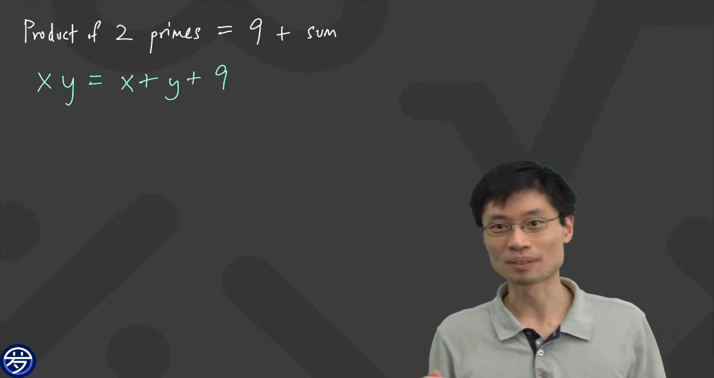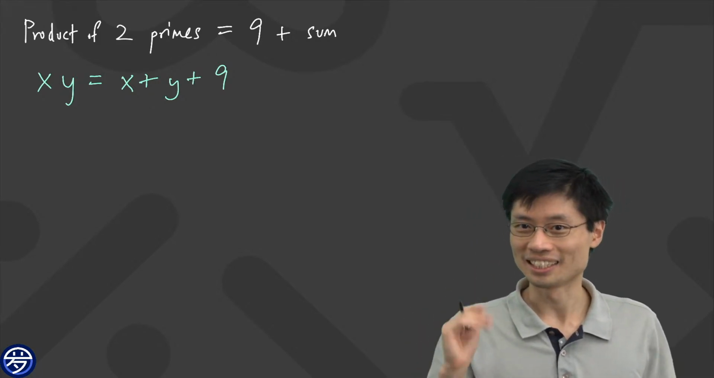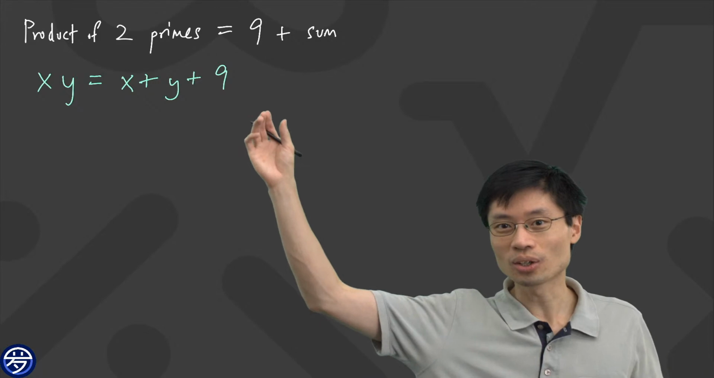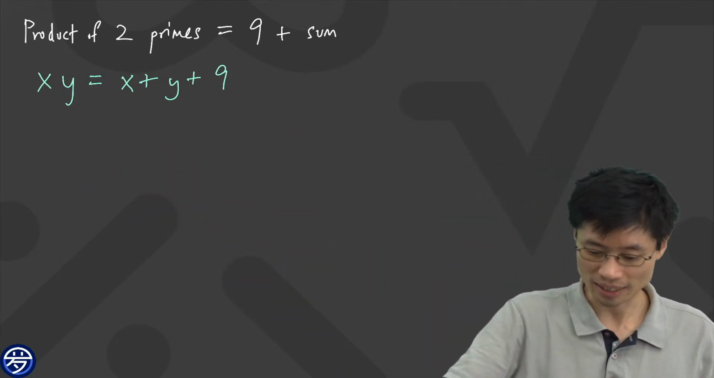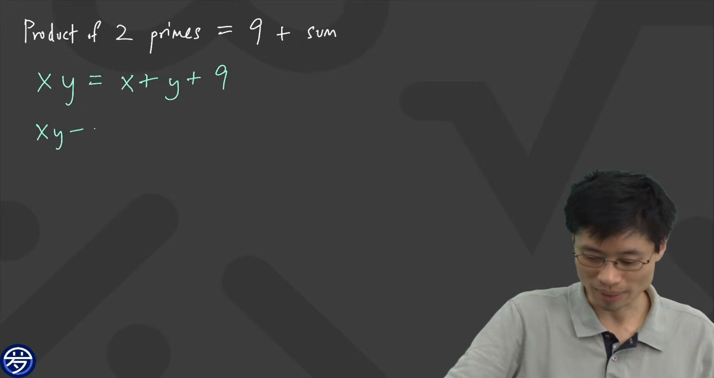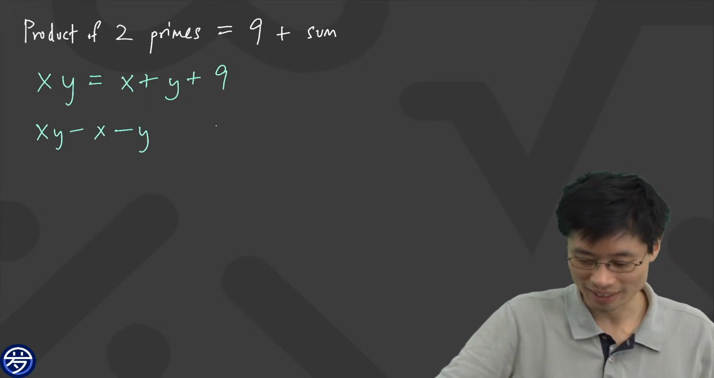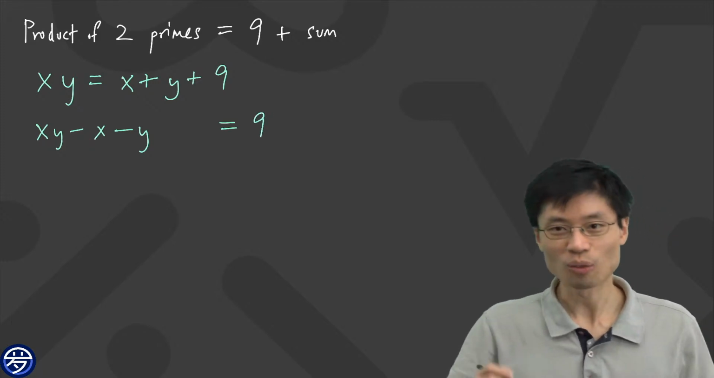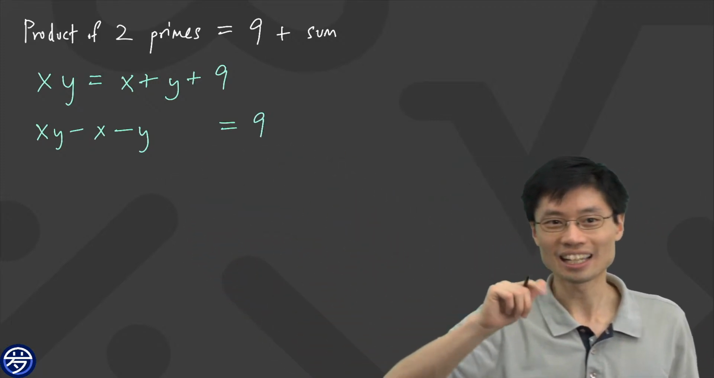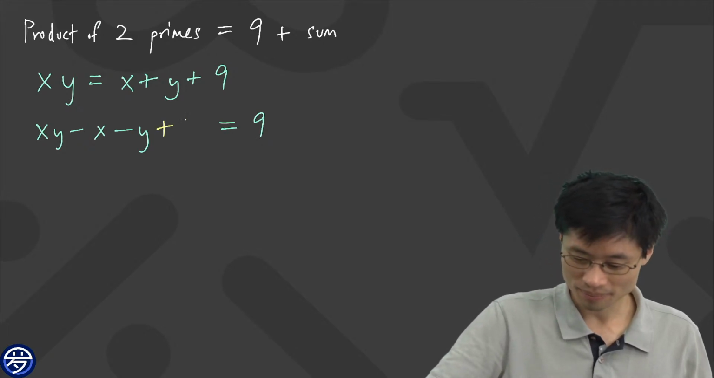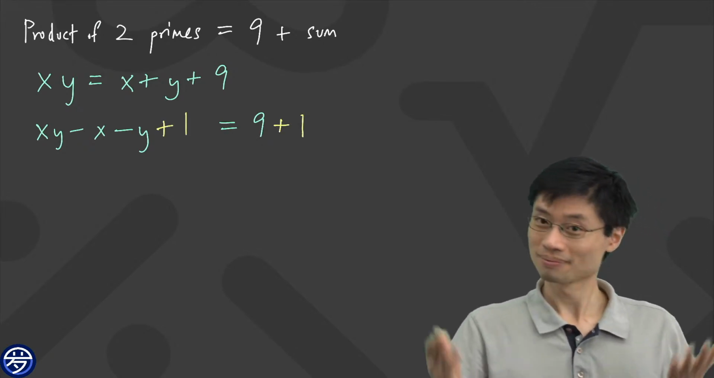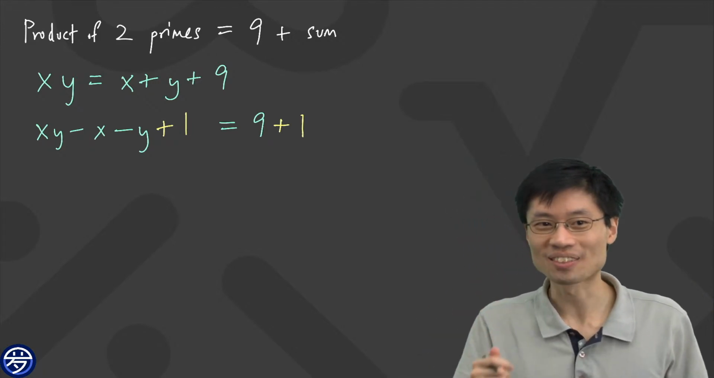So I know that some people have gotten the answers already, but I'm lazy. I don't want to guess and check. Let me subtract x and y to the left side. xy minus x minus y equals 9. Now, why did I leave some space? I left some space because I feel like adding 1. I'll just add 1. Why do I want to add 1?